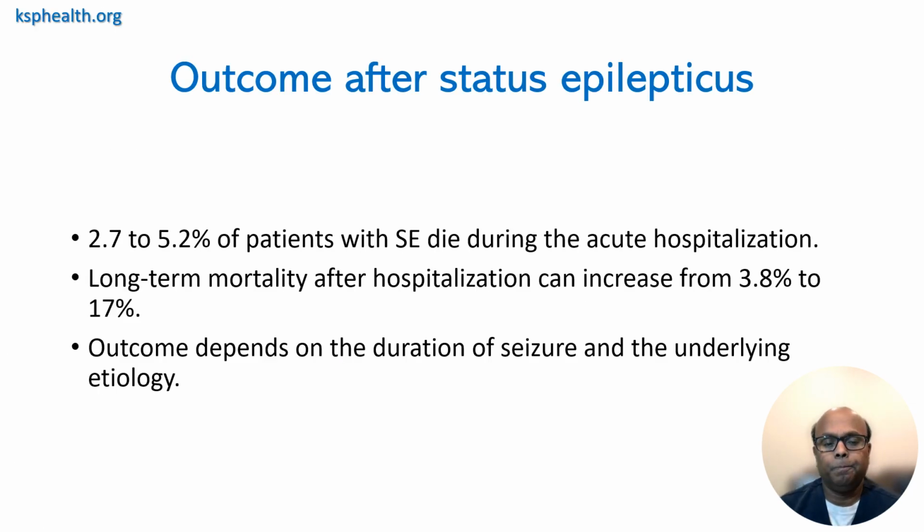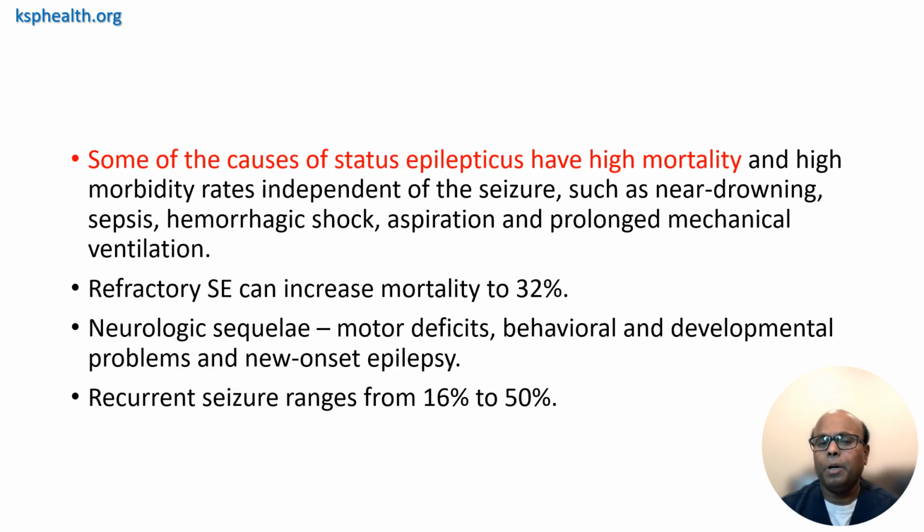Outcome after status epilepticus: 2.7 to 5.2% of patients with status epilepticus die during acute hospitalization. Long-term mortality after hospitalization can increase from 3.8 to 17%. Outcome depends on the duration of seizure and the underlying etiology. Some causes of status epilepticus have high mortality and high morbidity rates, independent of the seizure, such as near drowning, sepsis, hemorrhagic shock, aspiration, and prolonged mechanical ventilation. Patients who had seizures in those particular settings have high morbidity and mortality. Refractory status epilepticus increases mortality to 32%.